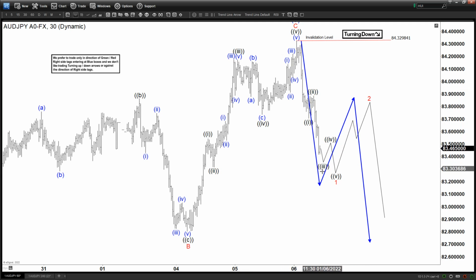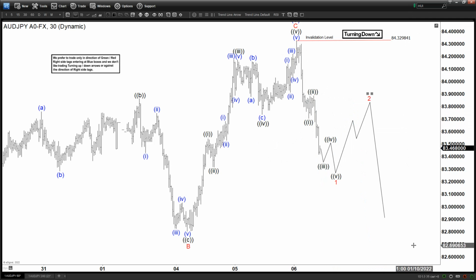In it, the first leg is still in progress right now, still not yet finished, but at least we're looking for a 3 pullback here for the pair in the shorter cycle. Okay, so as long as we stay below 84.3 here, we should be getting more downside, and we're only at the beginning. So we're only doing the first leg, and we should be looking for at least a 3 swing to the downside. Okay, so that's the idea from the Australian dollar yen.